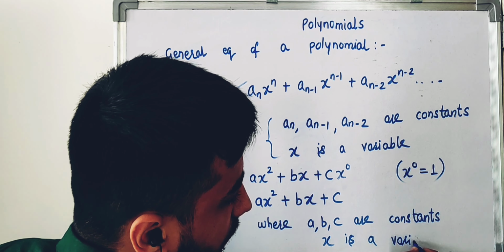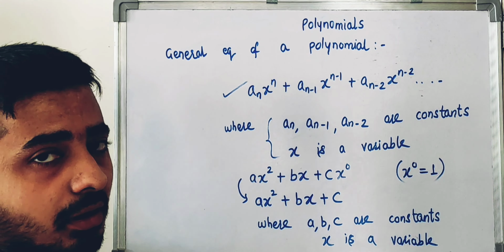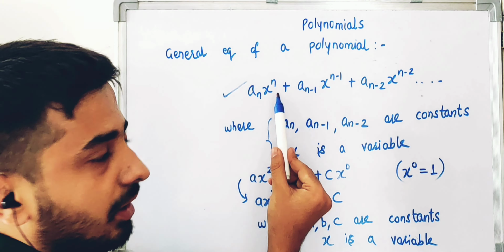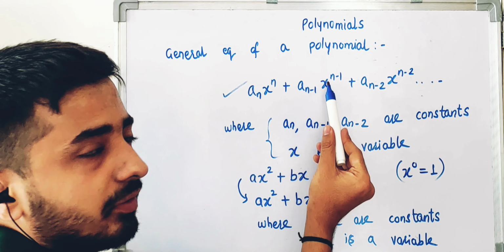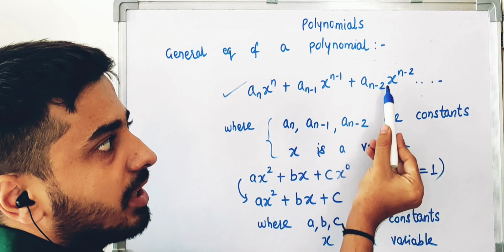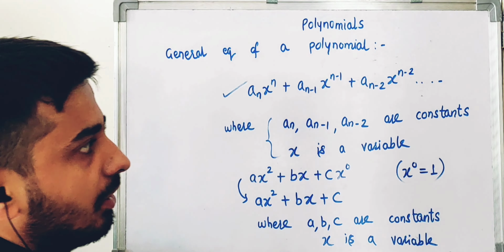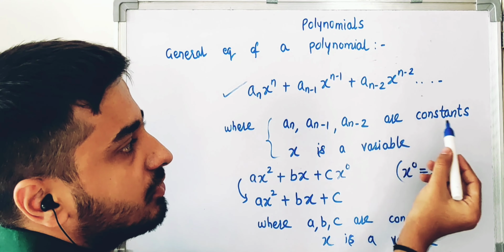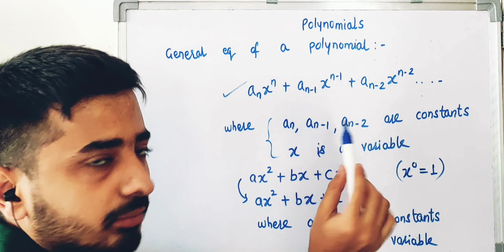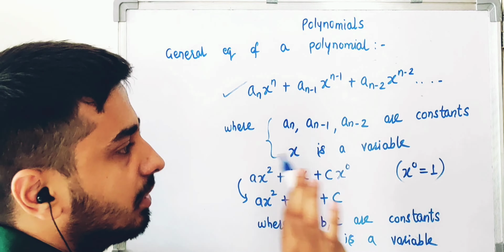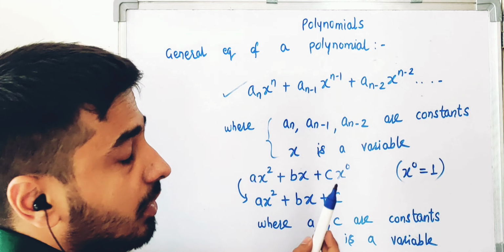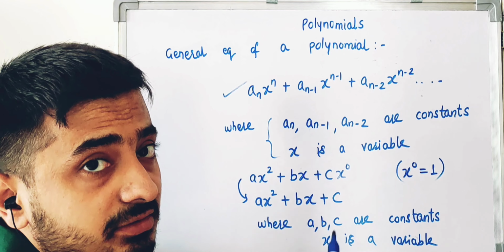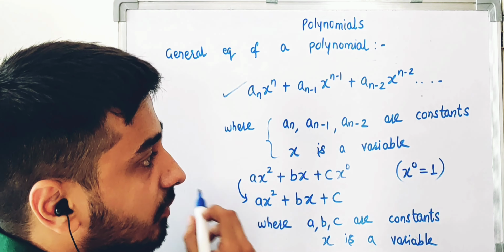So, a fast recap. The general equation of a polynomial is a_n x to the power n plus a_(n-1) x to the power n minus 1 plus a_(n-2) x to the power n minus 2 and so on, where a_(n-1), a_(n-2) are constants. You can take anything, A, B, C, in place of these. And x is a variable. What is the important thing to note? The power of x goes on decreasing. This is the most important condition of a polynomial.